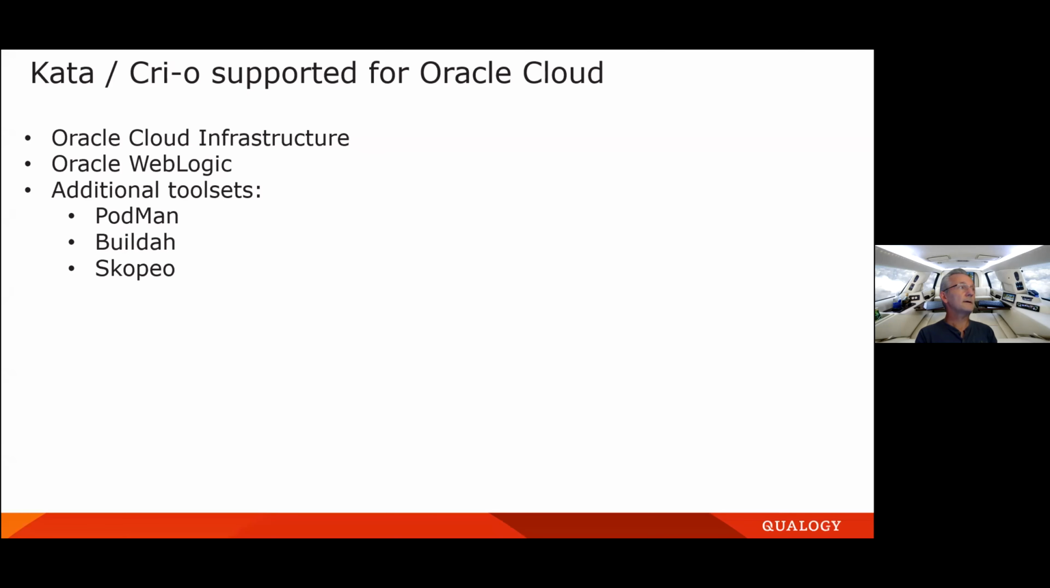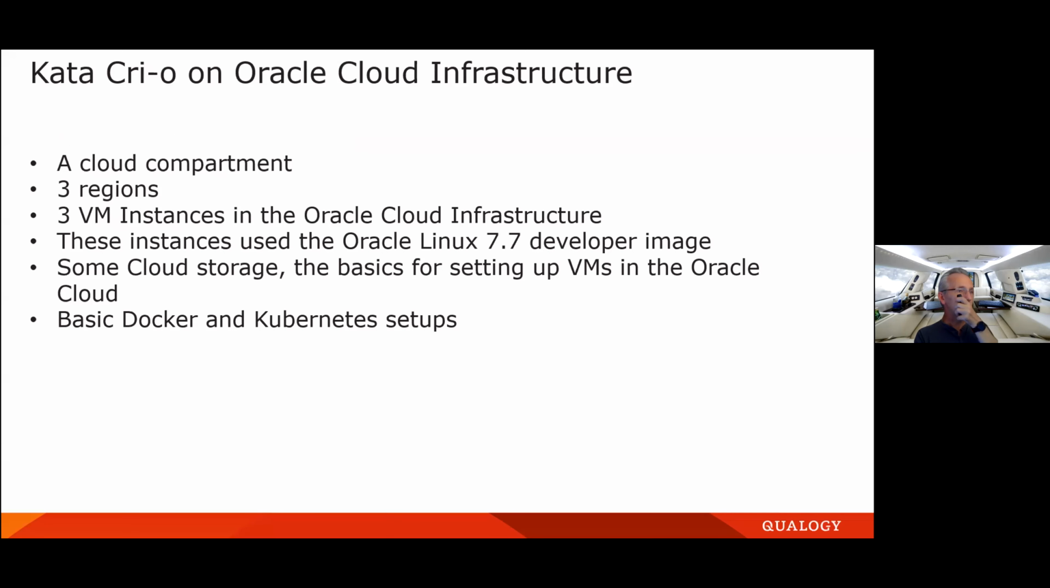So, all the additional toolsets which I already mentioned: Podman, Skopeo, and Buildah for building and searching through the container registries. My shopping list for when I set this up was, of course, a cloud compartment for the cloud infrastructure, a few VM instances, 3 regions. I took a very simple Kubernetes cluster, so 1 master, no high availability, and 2 worker nodes, the bare minimum actually, and some basic Docker and Kubernetes setup. As I already said, Docker and the OCI compliant technologies are very much compatible, so you can use them both together.